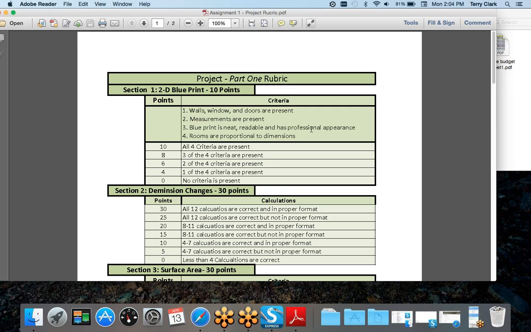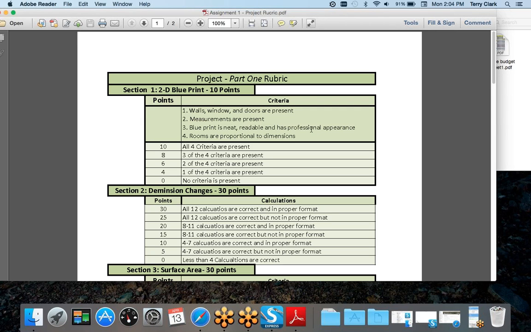There's going to be 4 things that need to be done, 4 criteria. It needs to have walls and windows and doors. The measurements need to be present. The blueprint needs to be neat, readable, and professional. That means it can't be hand drawn. And then the rooms will have to be proportional to dimension. That means you can't have a really big room and then the dimensions say that it's a small room. So you got to meet all 4 of those criteria. If you miss one criteria, you'll lose 2 points. You miss another criteria, you'll lose another 2 points. So you know you got to have 4 things for the blueprint.